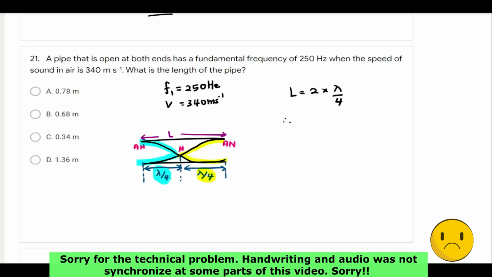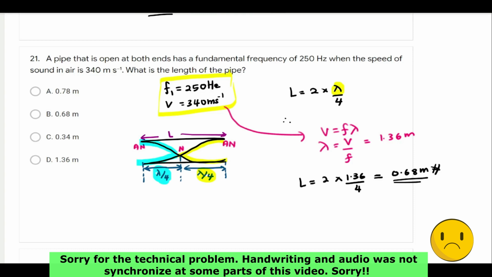So based on the information given here, we actually can find lambda by using equation V is equal to F lambda. So lambda is equal to V over F. Therefore, lambda you gantikanlah nilai, you akan dapat 1.36 meter. Finally L is equal to 2 times 1.36 over 4, and L is equal to 0.68 meter. So this is the answer. So the answer is B.